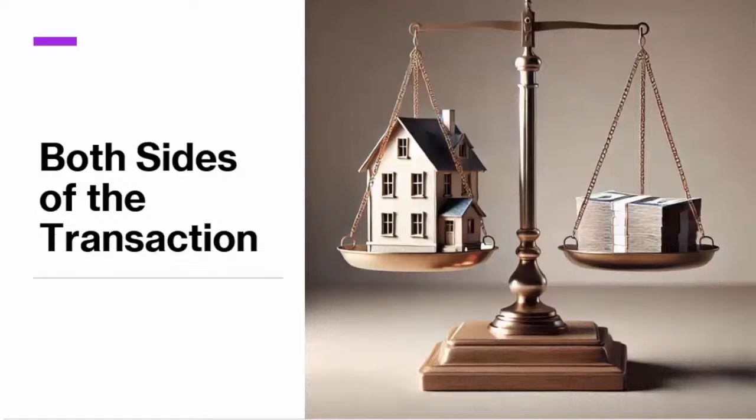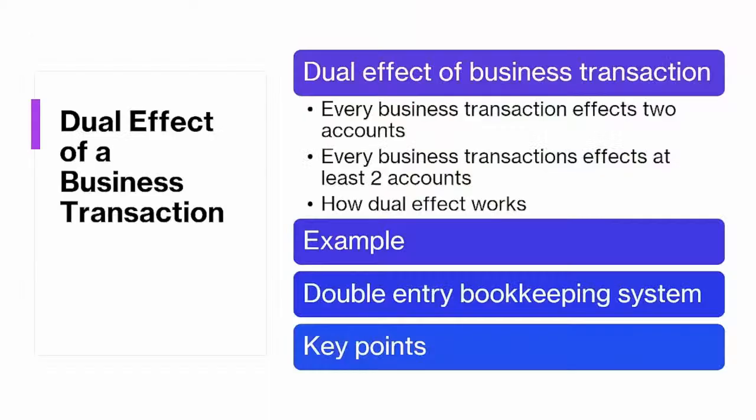2. The equation stays balanced. Changes in assets, liabilities, or capital are always equal on both sides. 3. Double entry ensures accuracy. It prevents errors and creates a clear audit trail. By understanding the dual effect, you'll see that accounting is not just about recording numbers, but about maintaining balance in the financial position of a business.